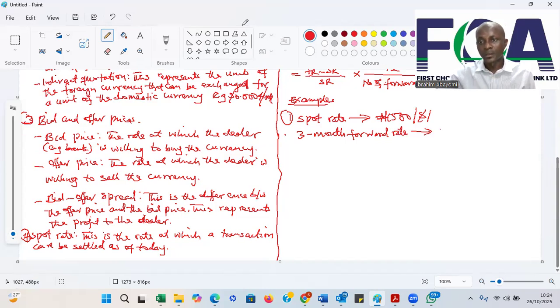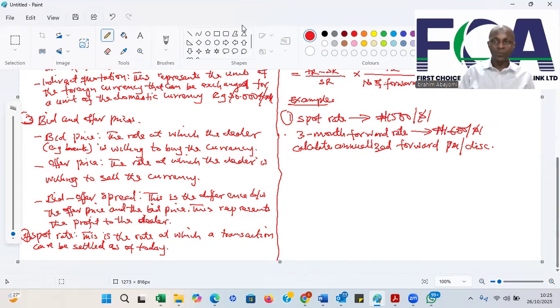The three-month forward rate, let's assume, is 1,600 to $1. Now, I want to calculate the annualized forward premium or discount.